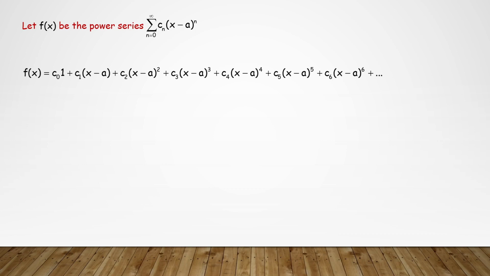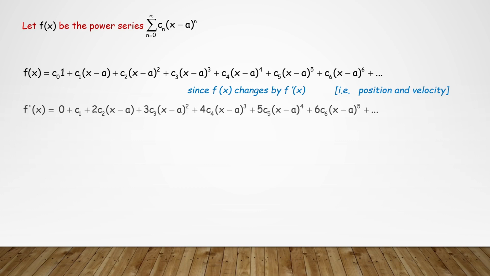Now, remember, f of x does get affected by its derivative f prime. Just like if f of x was position, it would be affected by its velocity, which would be the f prime. So let's go now and actually look at what happens when we take the derivative of f of x. C sub 0 times 1 is a constant and becomes 0. C sub 1 times x minus a, even with the chain rule, simply becomes c sub 1. And as we go down the line, we would get 2 times c sub 2 times the quantity x minus a, plus 3 times c sub 3 times the quantity x minus a quantity squared, and so on.